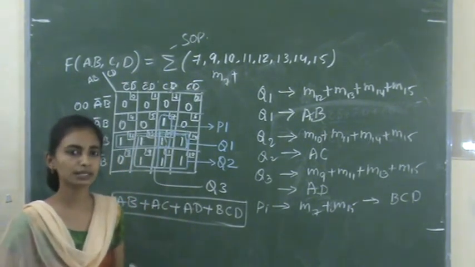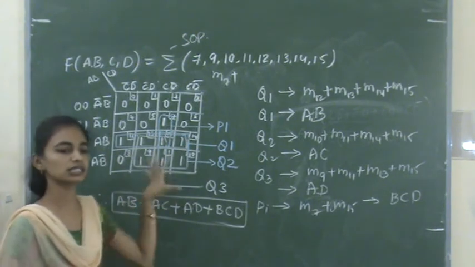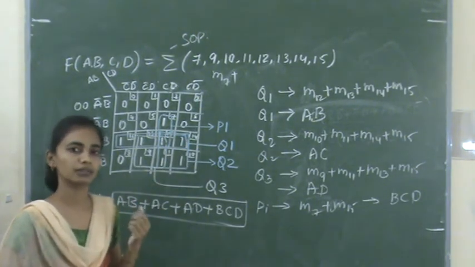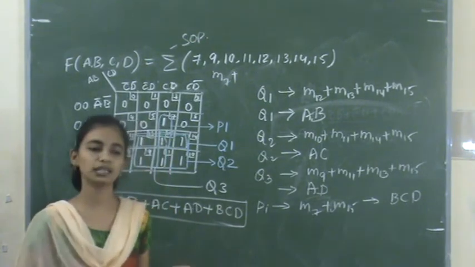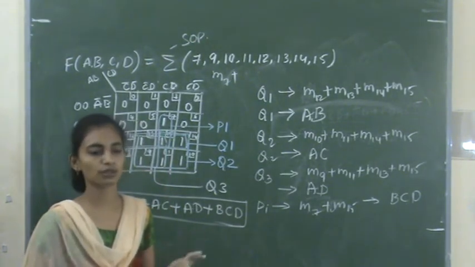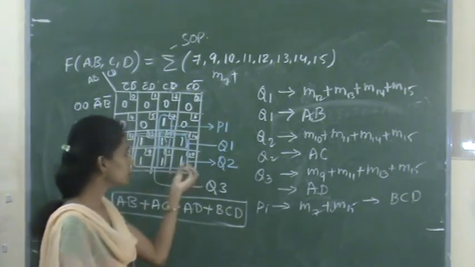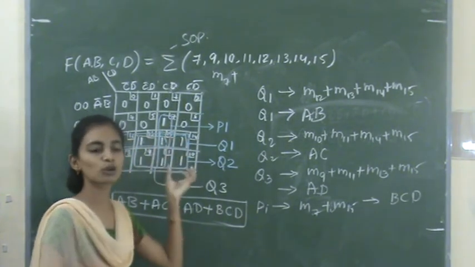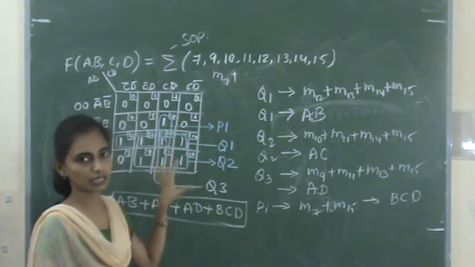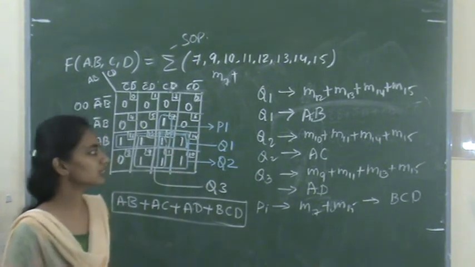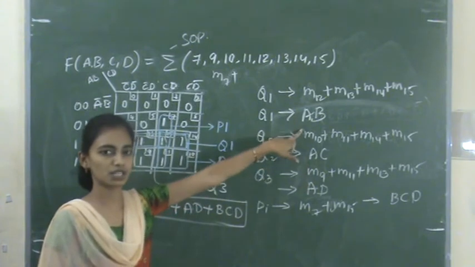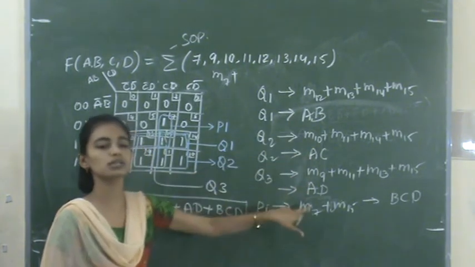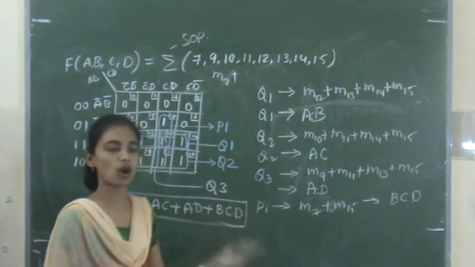So after that you have to encircle the ones. Either it may be an octet, or a pair, or a quad. According to that, whichever suits for those outputs, just encircle it. After that, write the terms, the expressions, meaning the min terms for those quads, pairs, or octets.